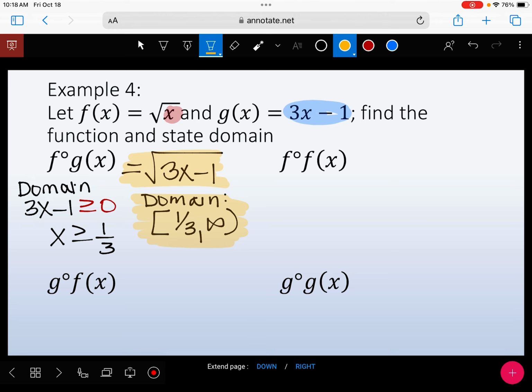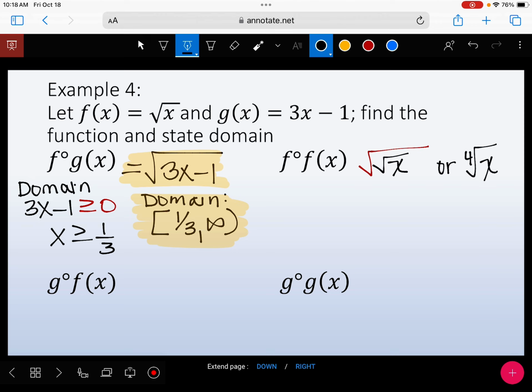Now, for our second piece of example 4, I am going to use the same function. So I'm going to take the square root of x and put it under a square root, because function f says take the square root of your input, but my input is the square root of x. So we have, and this is something that we may not recognize, the square root of the square root of x, which is actually the same thing as the 4th root of x.